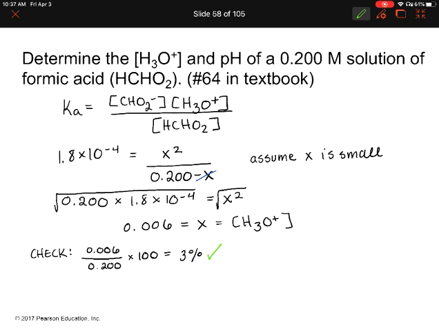So sometimes if your Ka value is slightly greater than 10 to the negative fifth, you can still assume X is small, but it is kind of on the border of the assumption working out. So in some cases, you might still have to use the quadratic formula.